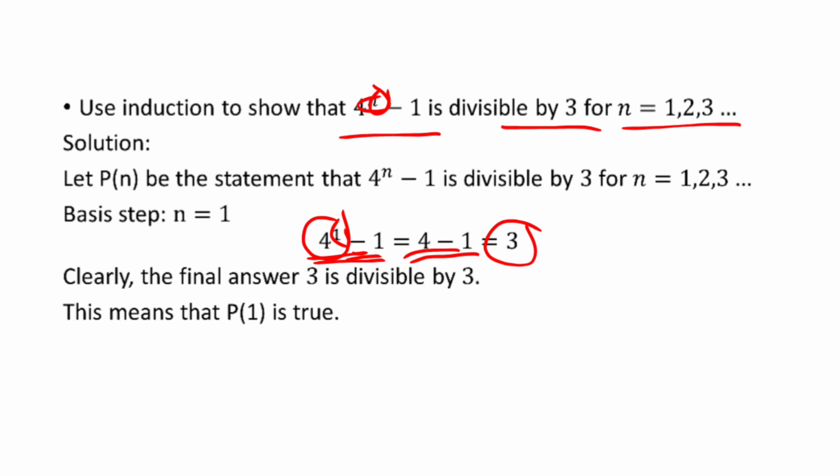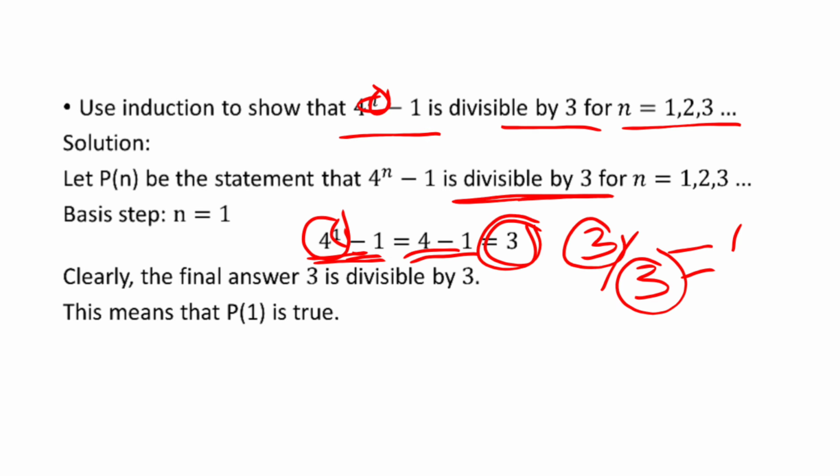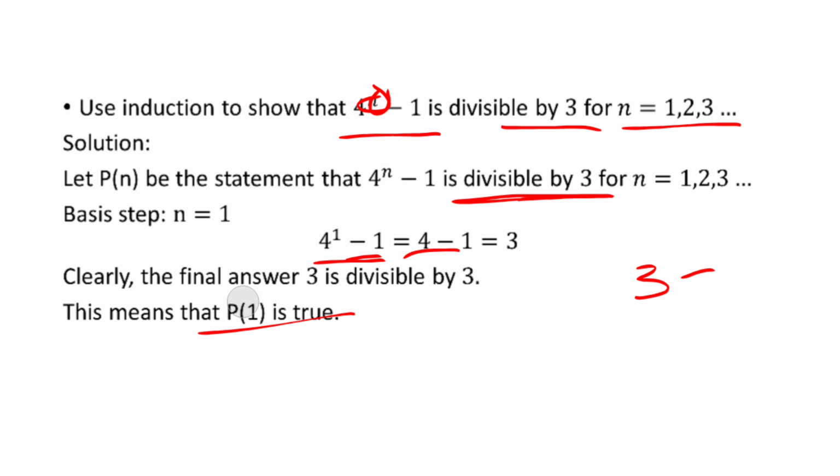That's just 3. Clearly, 3 divided by 3 is 1, meaning that 3 divides this 3 value you got. Hence, clearly the final answer, 3, is divisible by 3, meaning that P1 is true. Okay, so that's just what we have done there. So let's move further.